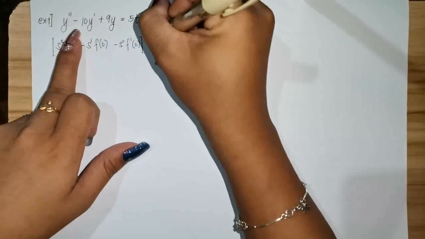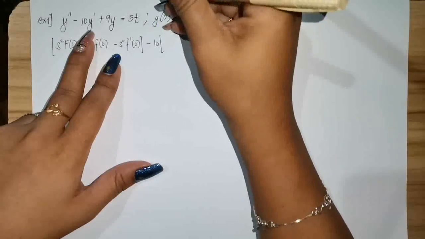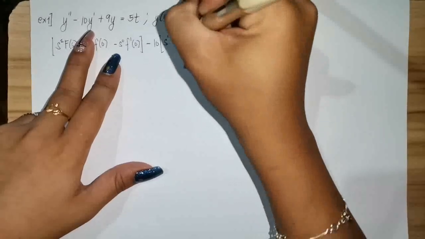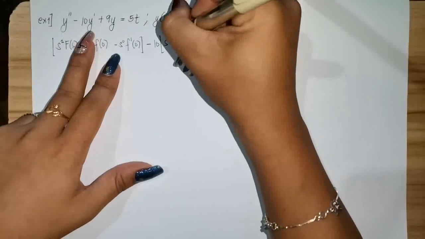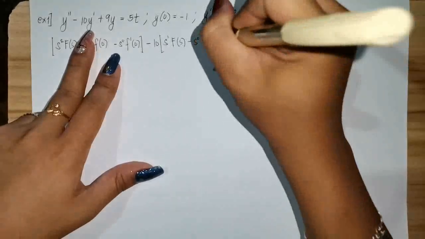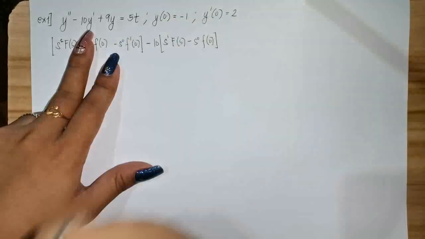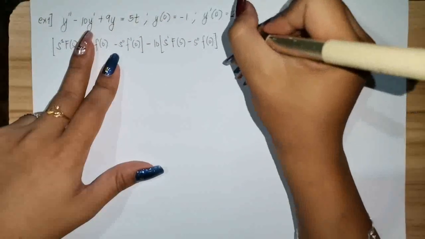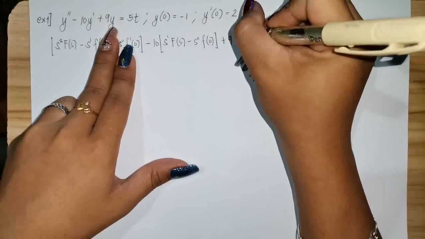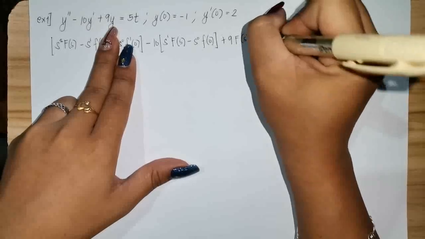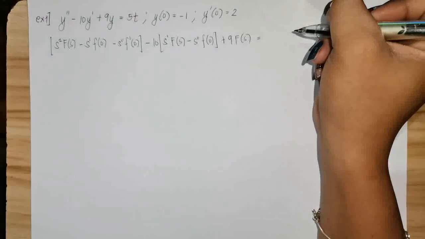Then, next is minus 10. Then, the Laplace transform of the first derivative. The value of n is 1. So, that is s raised to 1 minus s raised to 0. So, the first term again must be multiplied to f of s. And the second term must be multiplied by the f of 0. Plus 9, then the Laplace transform of y must be f of s. Equated ngayon sa Laplace transform ni 5t.